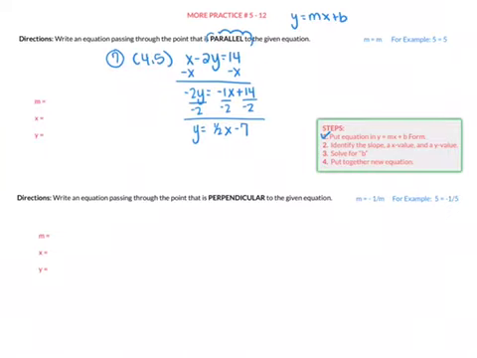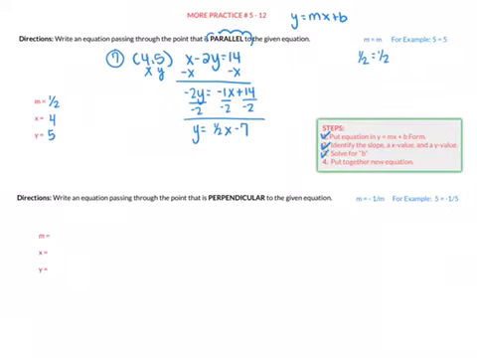Step 2, we want to identify the 3 pieces that we know. For our equation, the slope is 1/2. If we're talking about a parallel line, we want the slopes to match. So our slope for this will be 1/2. The x value that we're using from the ordered pair is positive 4, and the y value is positive 5.